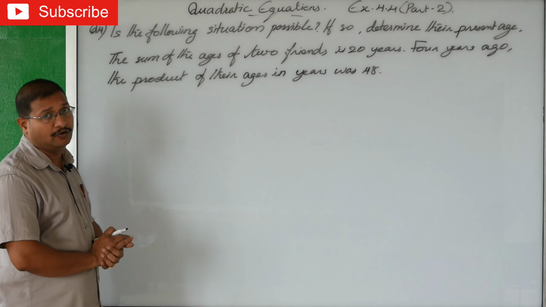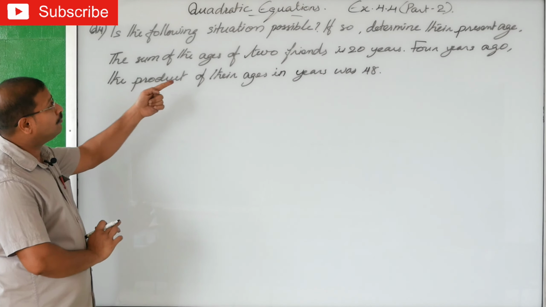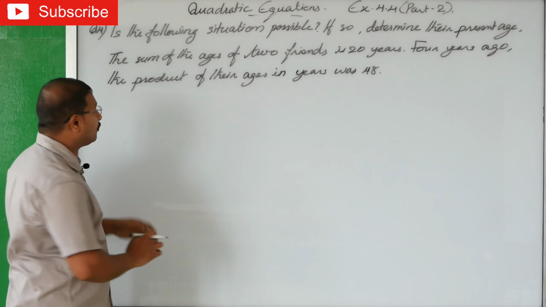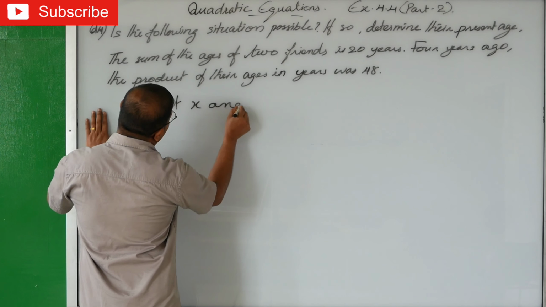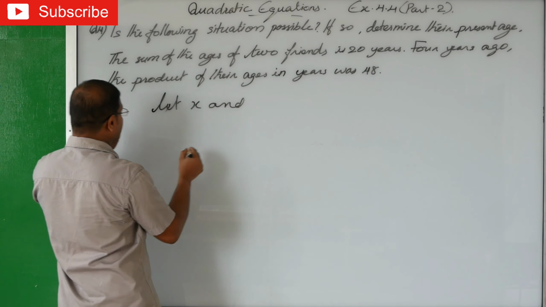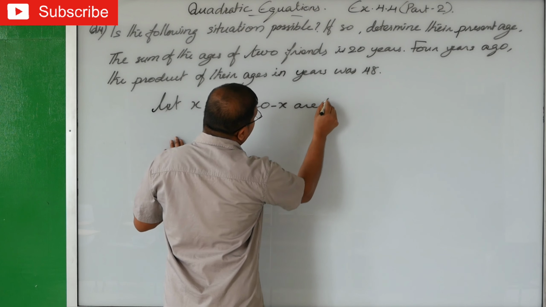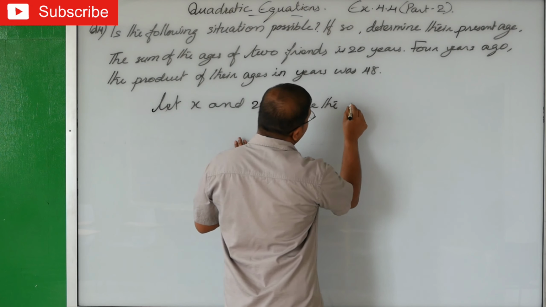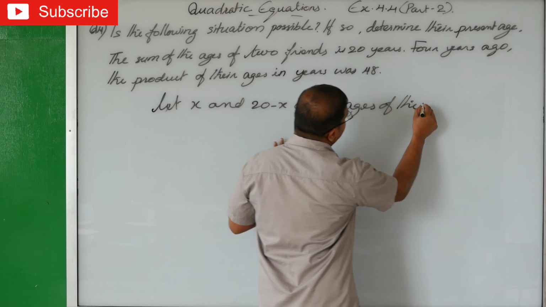So first what you want to do? We'll solve it. Of course, it is given sum of the ages of two friends. That means we'll write let x and 20 minus x are the ages of the friends.